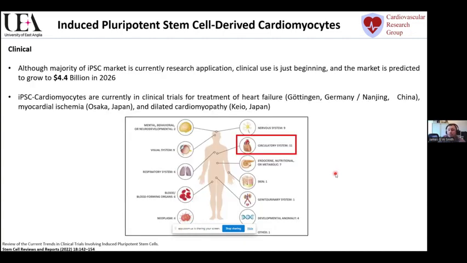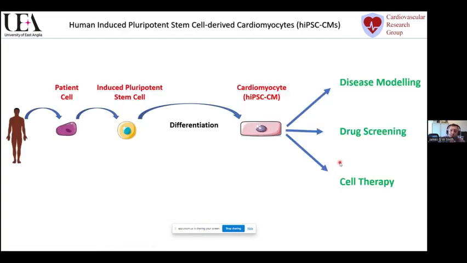As I say, their clinical uses are only just beginning, really, and as such, the market is predicted to increase and double over the next few years, and iPSC-derived cardiomyocytes are already in clinical trials for the treatment of conditions such as heart failure, myocardial ischemia, and dilated cardiomyopathy. So these are only predicted to increase, and therefore the use and potential of these cells is only predicted to increase further as well.